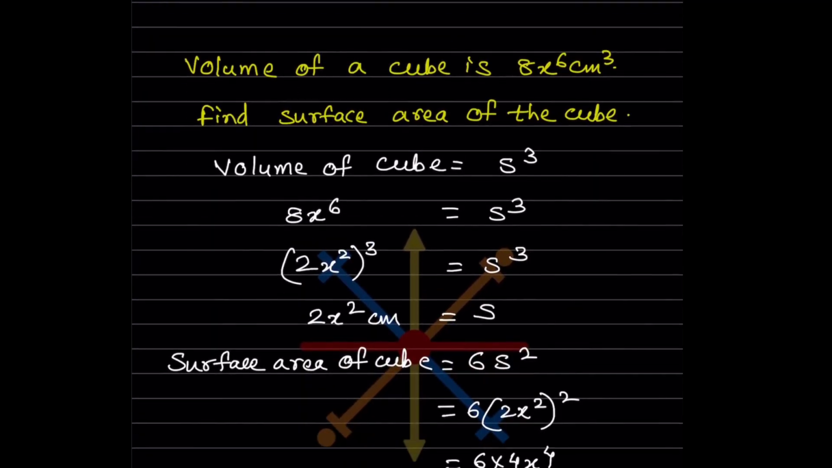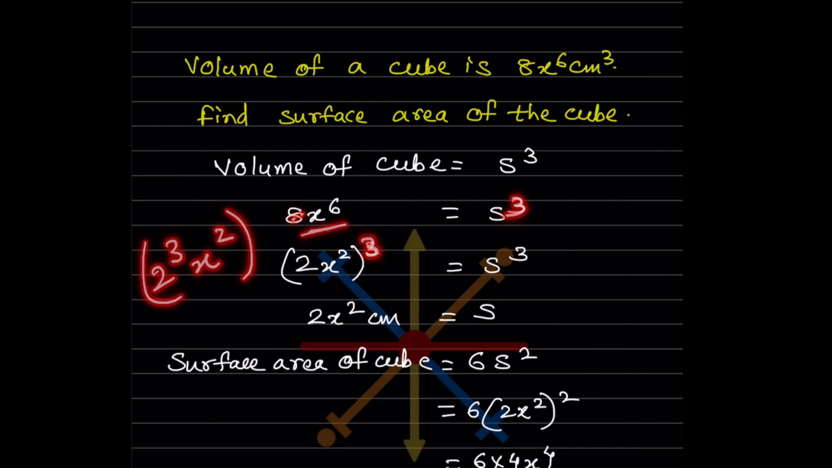Now the volume of a cube is 8x raised to 6 centimeter cube, and you have to find the surface area of the cube. The formula for volume of a cube is side cube. The volume is given, so you write 8x raised to 6 here, that is side cube. So now what are you going to do? This is cube, so we have to arrange this also so that we get a cube in the exponent. So 8 is going to be 2 cube.